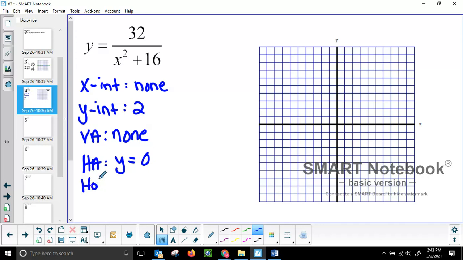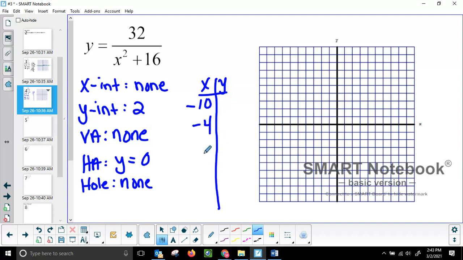I guess we forgot to talk about the hole in the last one, but obviously nothing canceled, so there's no hole. And again, negative 10. You can just kind of pick whatever you want here. 4, 4, 10. I guess if we really wanted, we could try maybe something like negative 2 and 2.